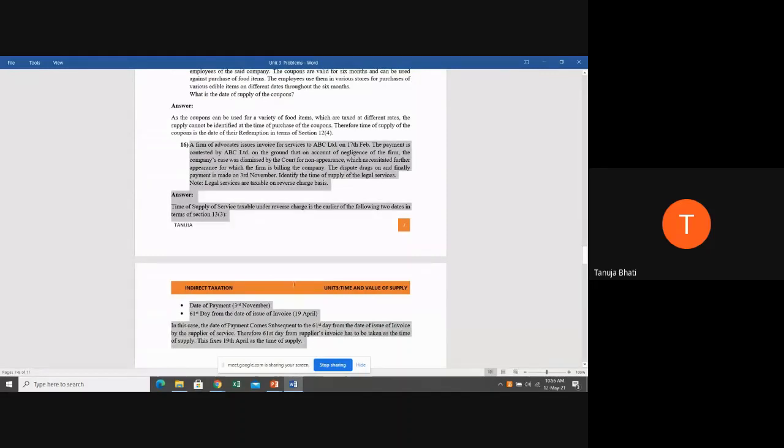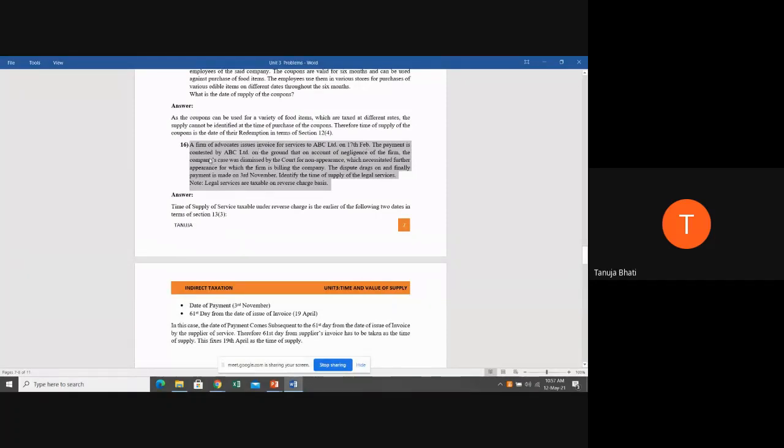Then from our next class onwards, we will see the next things that we have to cover under this particular module. Okay, a firm of advocates issues invoices for services to ABC Limited on 17th Feb. So 17th Feb is the date of issue of invoice.